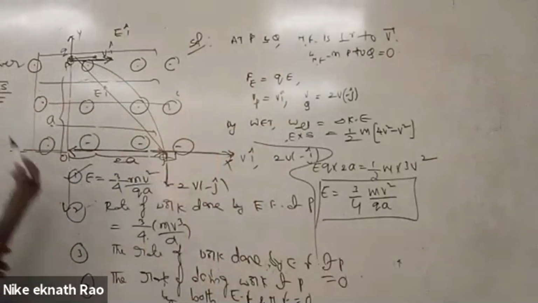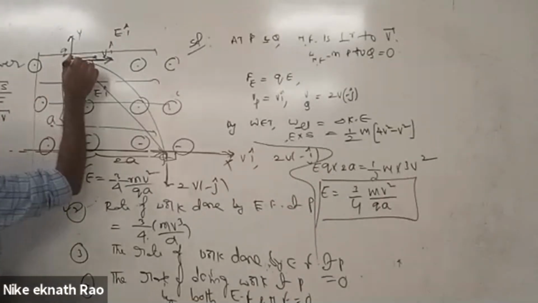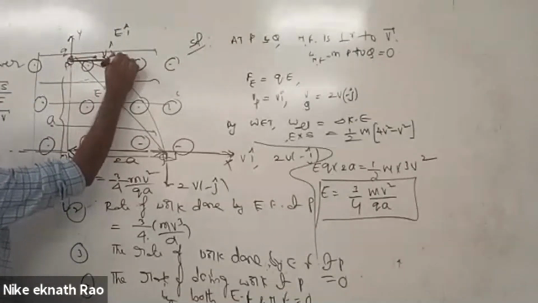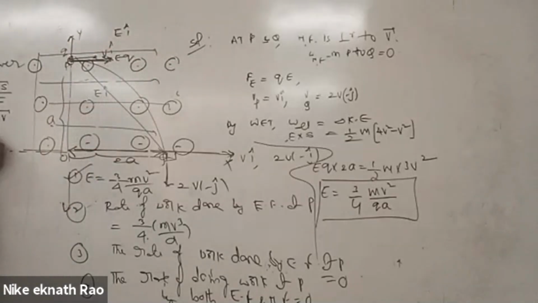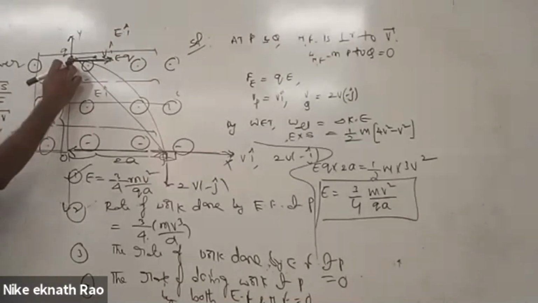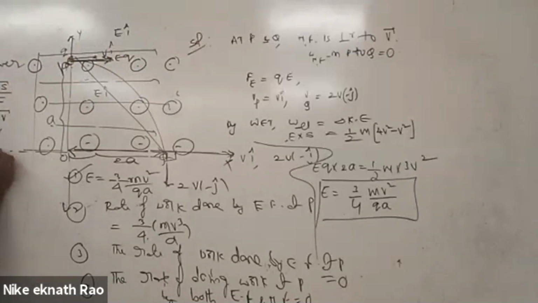Now, here the rate of doing work is power, which is F dot S by T, that is F dot V. At point P, F is EQ in the same direction as the velocity, so theta is equal to 0 and cos theta is 1. Simply F into V. The F value is EQ at this point P. Force is EQ into instantaneous velocity V. So the work rate by the electric force is EQV.